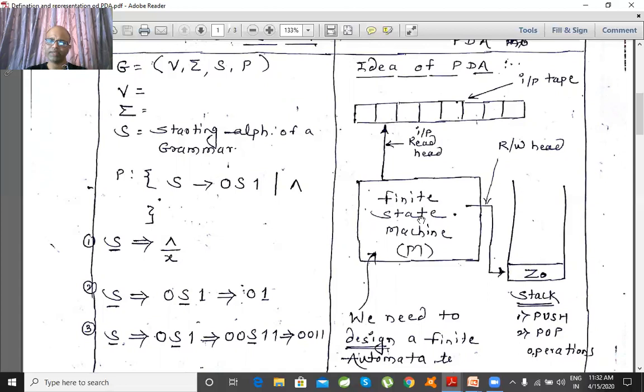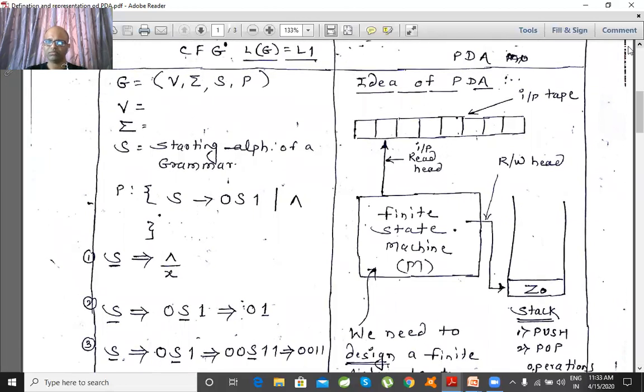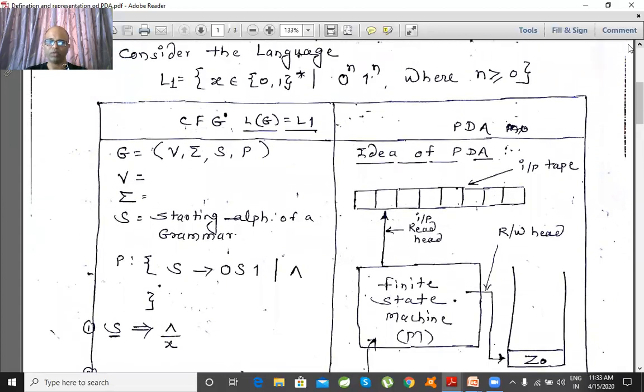Now along with this finite state machine, I have one more element which we call a stack, which works in LIFO order, last in first out, where the head pointing to the stack can update the stack. So stack operations we can perform based on this pointer, which are the push operation or the pop operation. With these elements, we can design particular PDA moves for the acceptance of this L1, which is 0 raised to n and 1 raised to n.